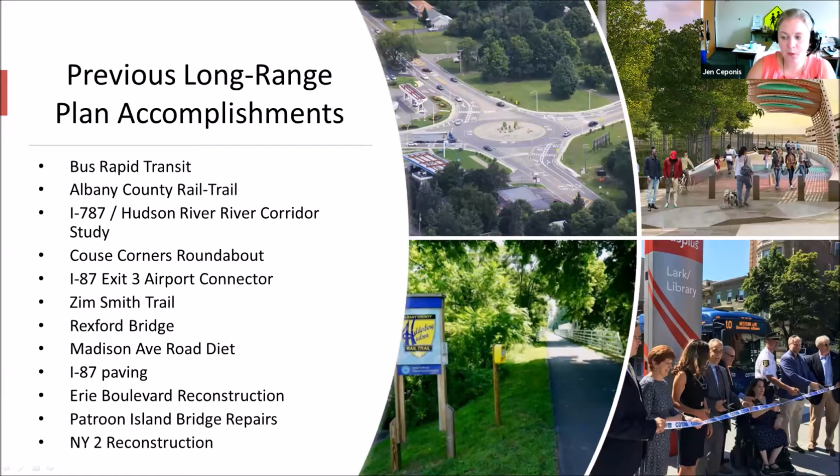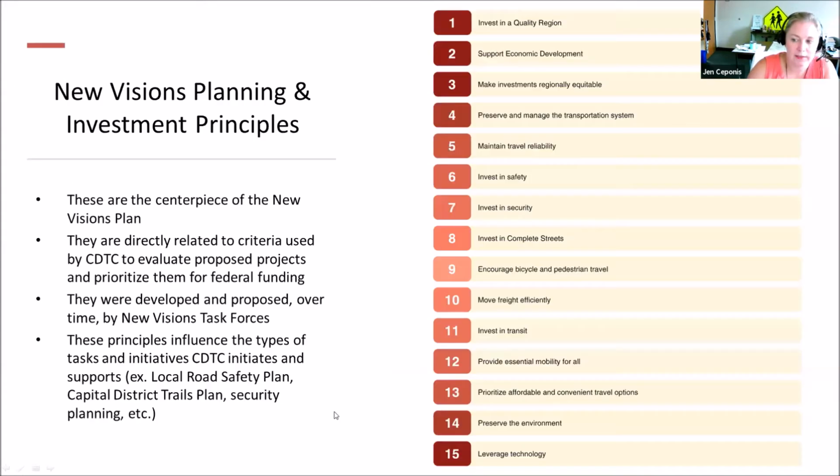If you're wondering what the implementation of Nuvisions 2050 looks like, these are just some examples of major infrastructure investments that have been constructed because of the priorities and strategies laid out in previous Nuvisions plans. So really, Nuvisions and the strategies within it make it possible for the region to implement these big transportation infrastructure projects.